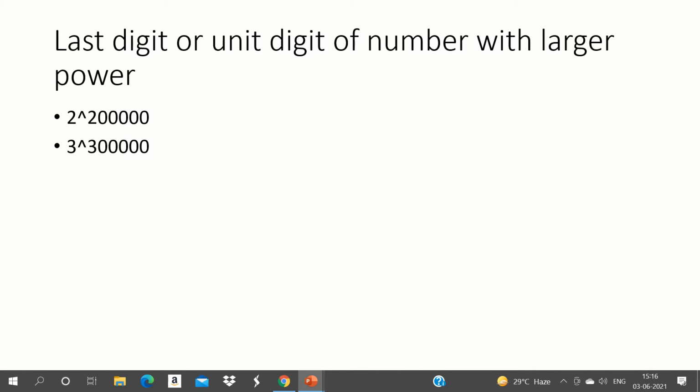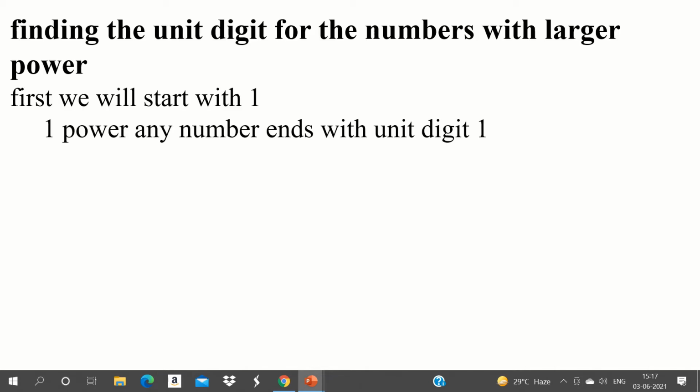So first we will start with unit place 1. Suppose a number with unit place 1. Suppose 331 is there. 1 is the unit place. So first we will see the numbers with unit place 1 with its power.